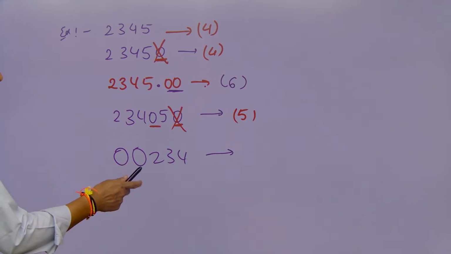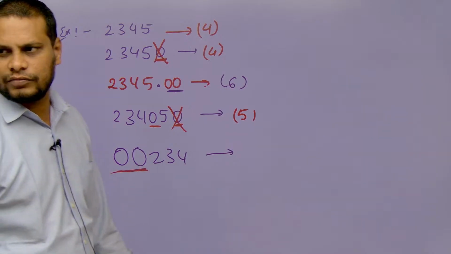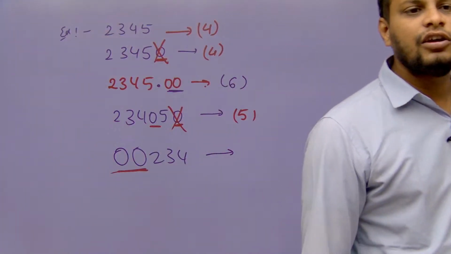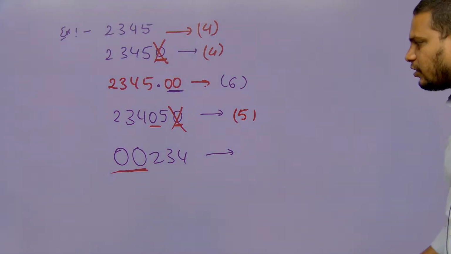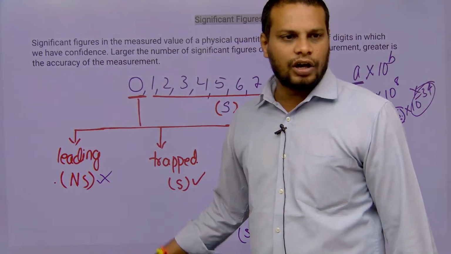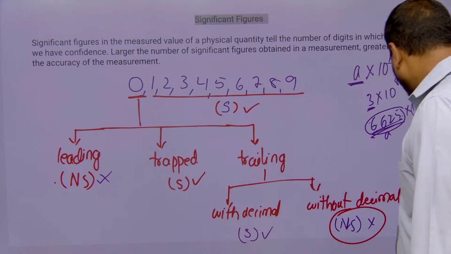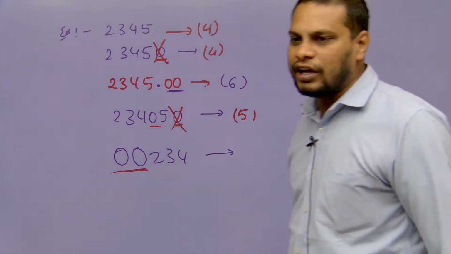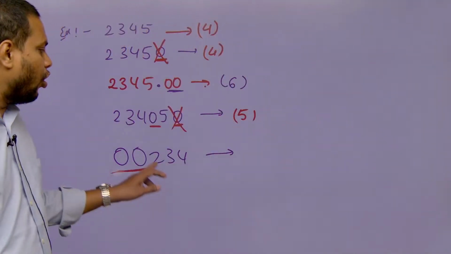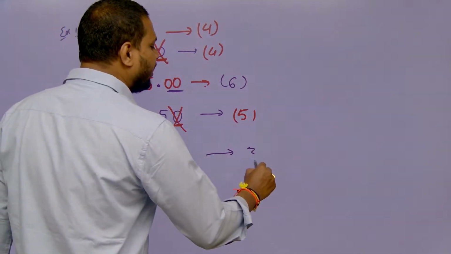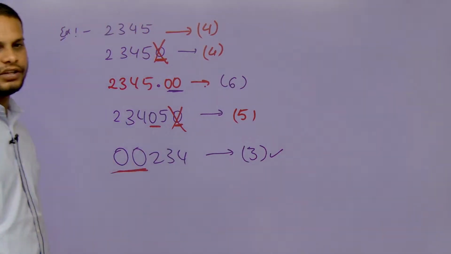3. Why? Because these two zeros are leading zeros. My leading zeros are non-significant. So leading zeros are non-significant. Are you clear? Always remember leading zeros are non-significant. So then how many numbers are there? Significant numbers 3. Only 3 significant numbers are there.